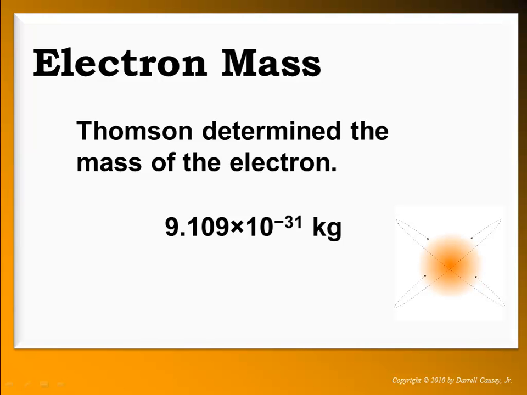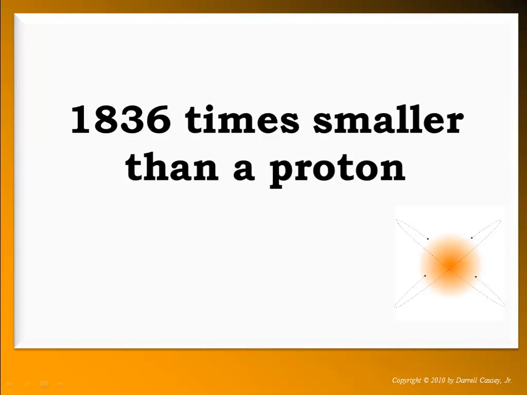Now that's a very, very small number. As a matter of fact, it's 1,836 times smaller than a hydrogen ion or a proton. Very small. And for our purposes, much of the time, we're going to just treat an electron as if it has no mass. But it actually does. It has an extremely, extremely small mass.